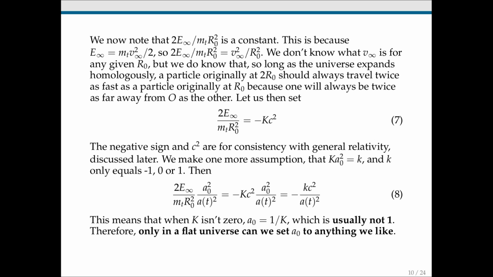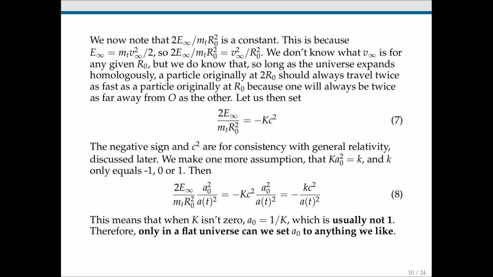This means when big K isn't 0, a0 is equal to 1 over the square root of big K, which is usually not 1. Therefore, only in a flat universe can we set a0 to anything we like. We did this to help simplify our integrations, but we didn't have to.